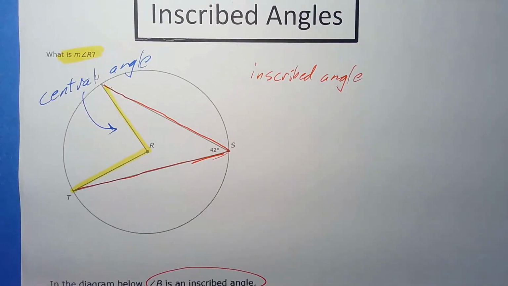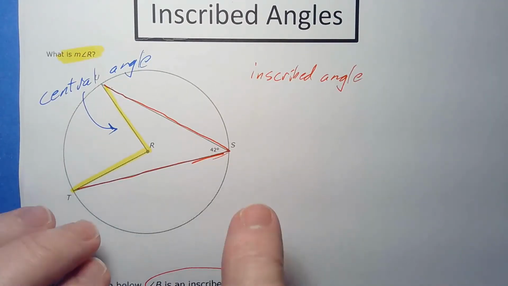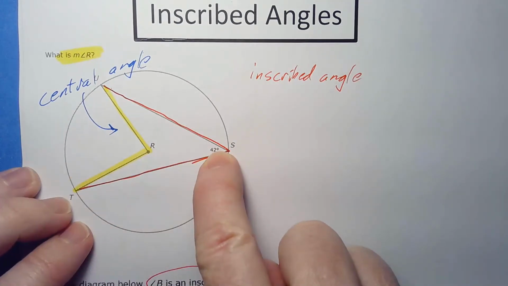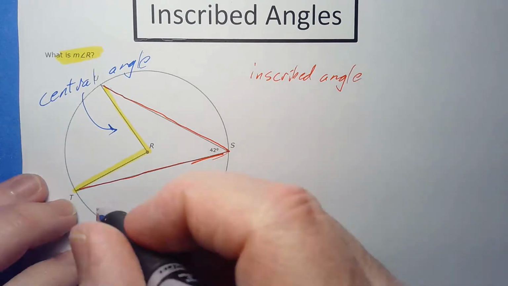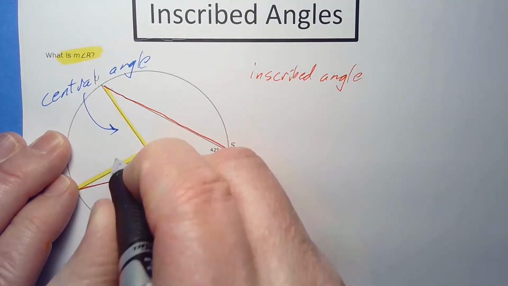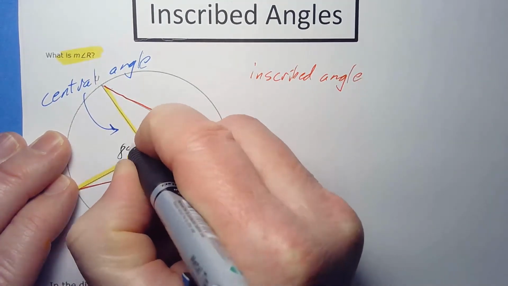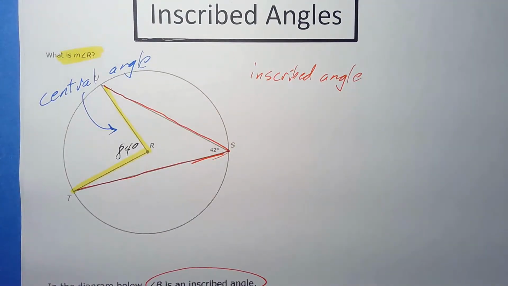Okay, so let's come back to our initial question here. All we've got to do is say, look, 42 degrees, double that, gives me R. So R is just 2 times that, which is 84 degrees, right? There's my central angle, 84 degrees.